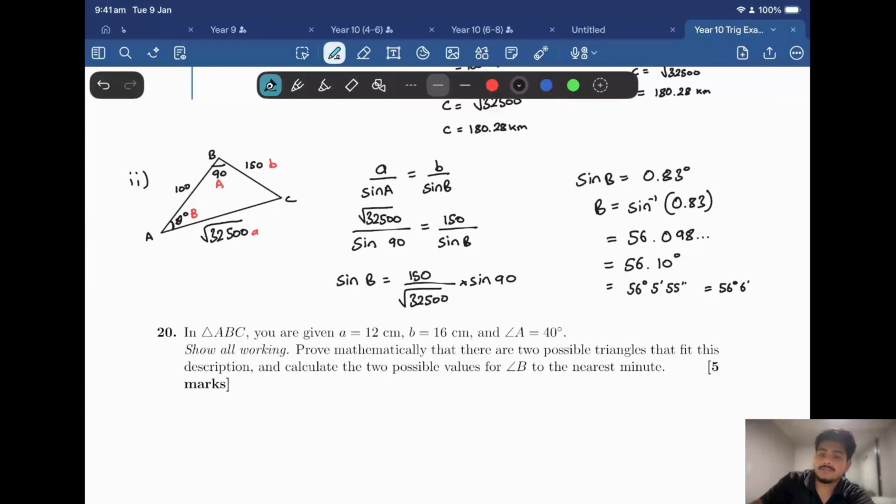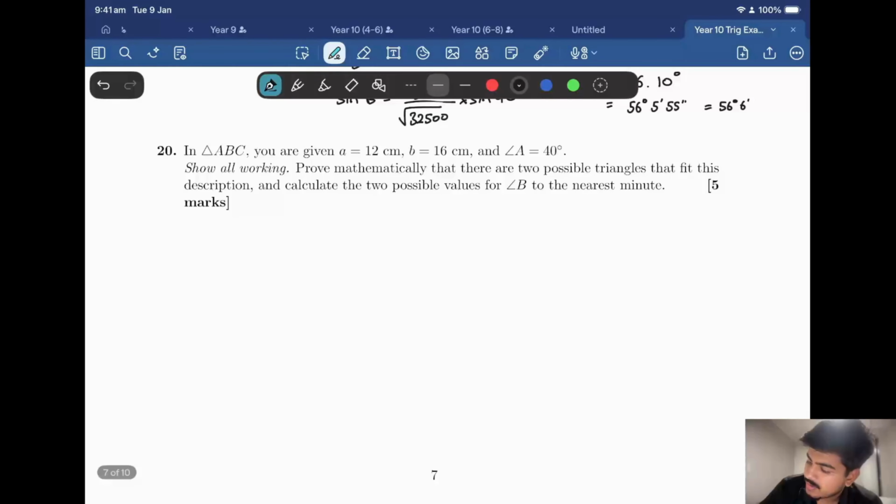On to the next one. You are given a is equal to 12 centimeters, b is equal to 16 centimeters, and angle A is equal to 40 degrees. So let's draw this triangle out. Wait, sorry. Let's finish reading the question. Prove mathematically that there are two possible triangles that fit this description, and calculate the two possible values for angle B to the nearest minute. Okay, let's do that.